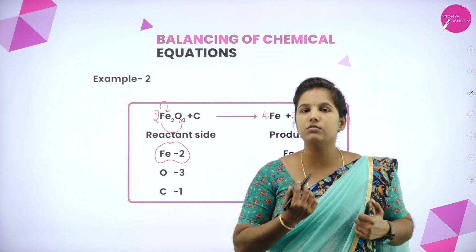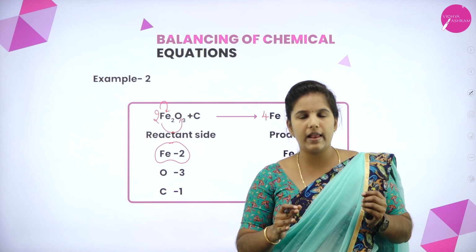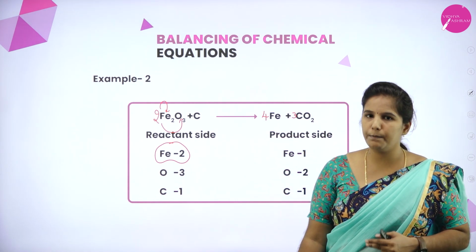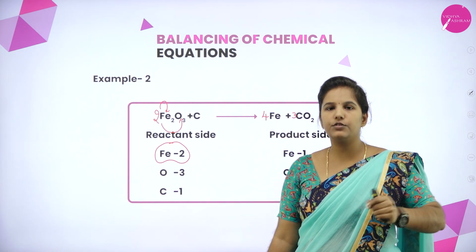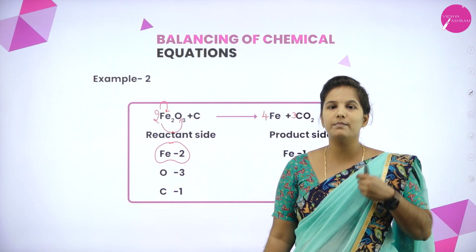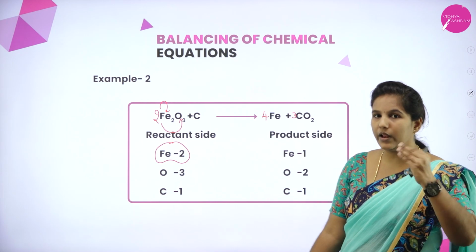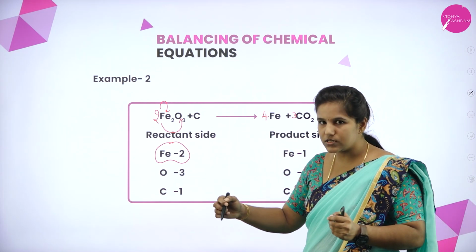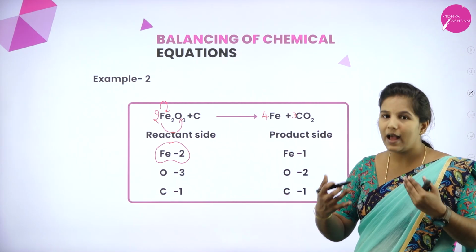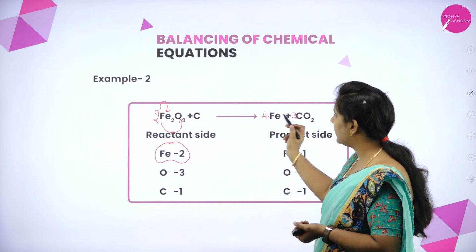While balancing, use the pencil. Once you have balanced, you can use the pen. This is how we need to step up to learn the balancing of equations. Already I have written for the iron, but when you add 2 to balance the oxygen, it becomes 4 iron atoms. That is why I am writing 4.